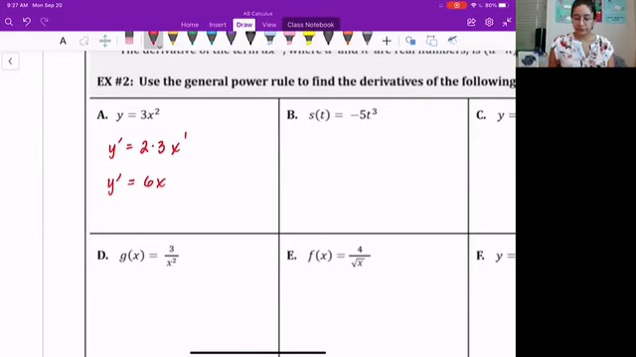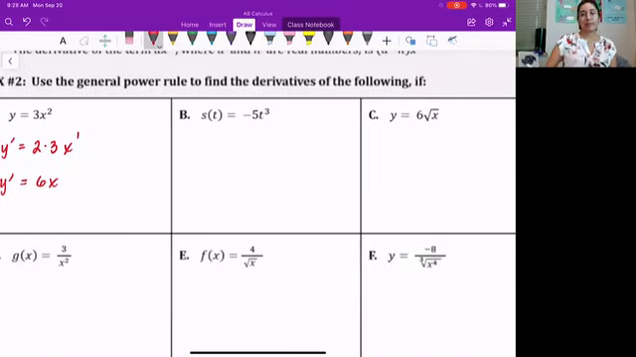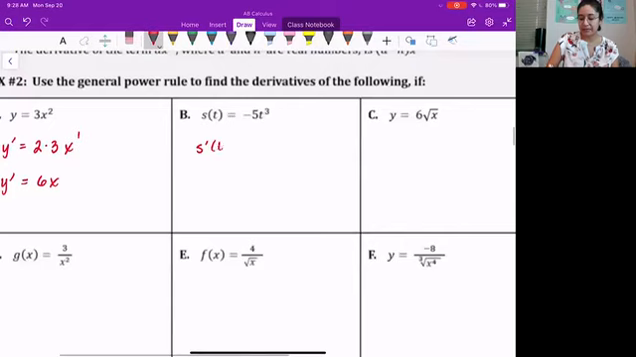All right. Example B now. We had s of t, so now we're talking about s prime of t. All right, and we're going to multiply. -5 times 3 is -15. And instead of an exponent of 3, I'll have an exponent of 2.